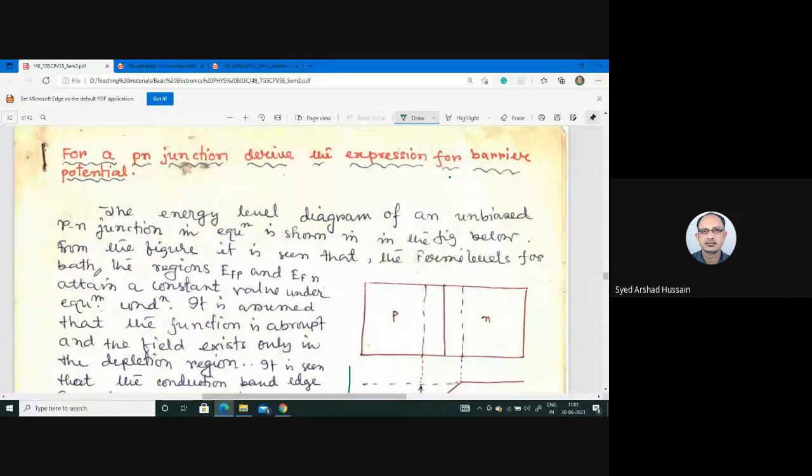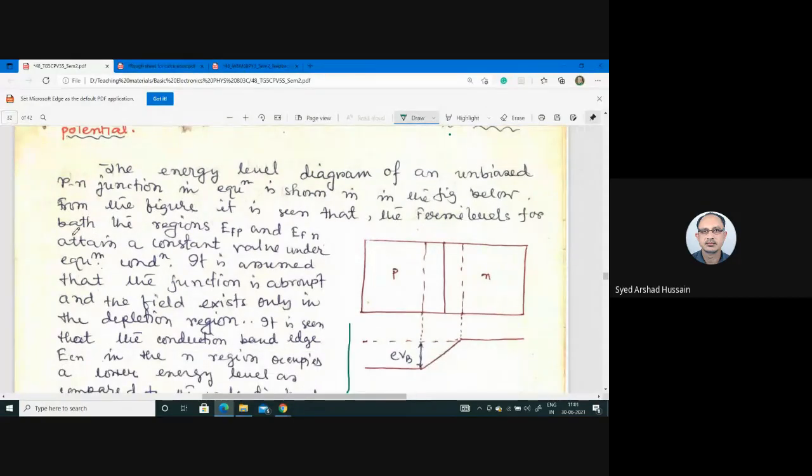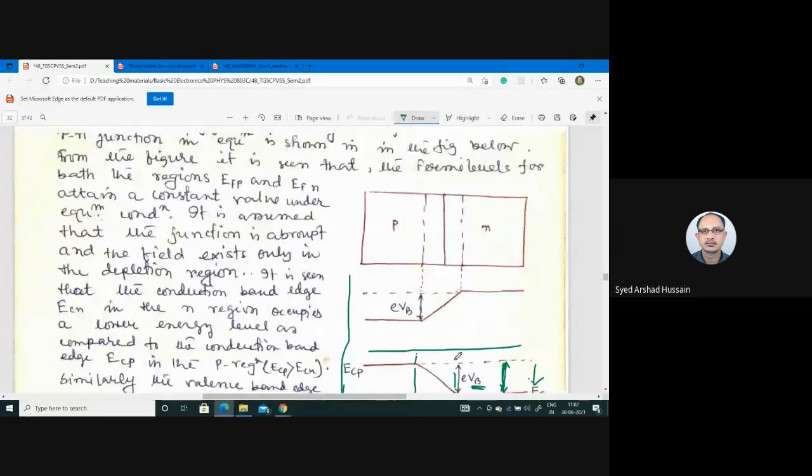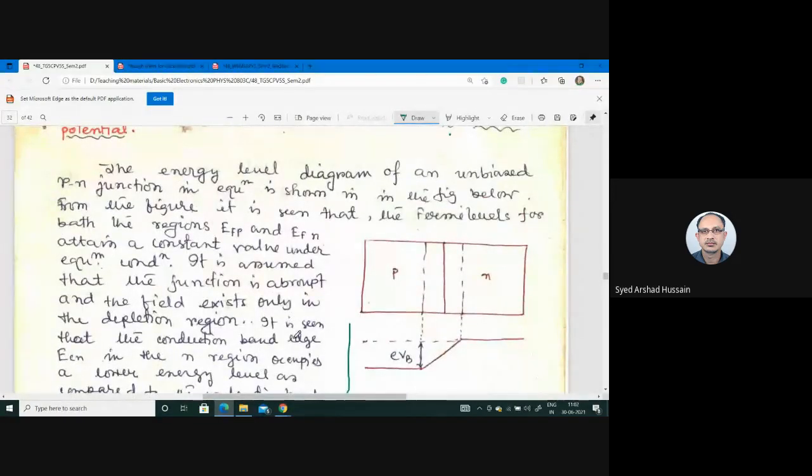This is the energy level diagram of an unbiased semiconductor. If you apply biasing, the situation will change a little bit. Due to biasing, again electrons will flow, or it will try to obstruct the electron flow. So this is the unbiased condition.